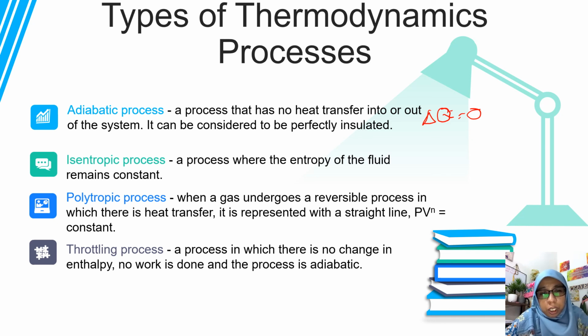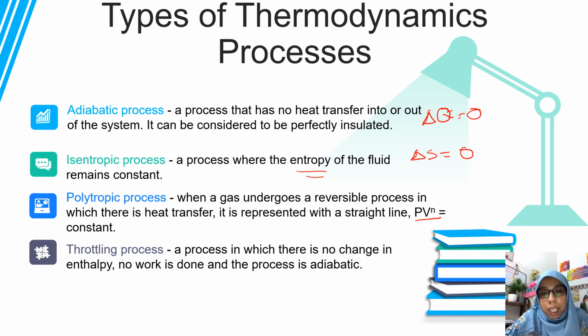So isentropic process is a process where the entropy of the fluid remains constant. So tadi tu lah, bila entropy is constant, so delta S dia adalah 0, jadi dia adalah isentropic process. Untuk polytropic process, when a gas undergoes a reversible process in which there is heat transfer, it represents a straight line PV to the power of n is equal to constant. So dia akan jadi polytropic.